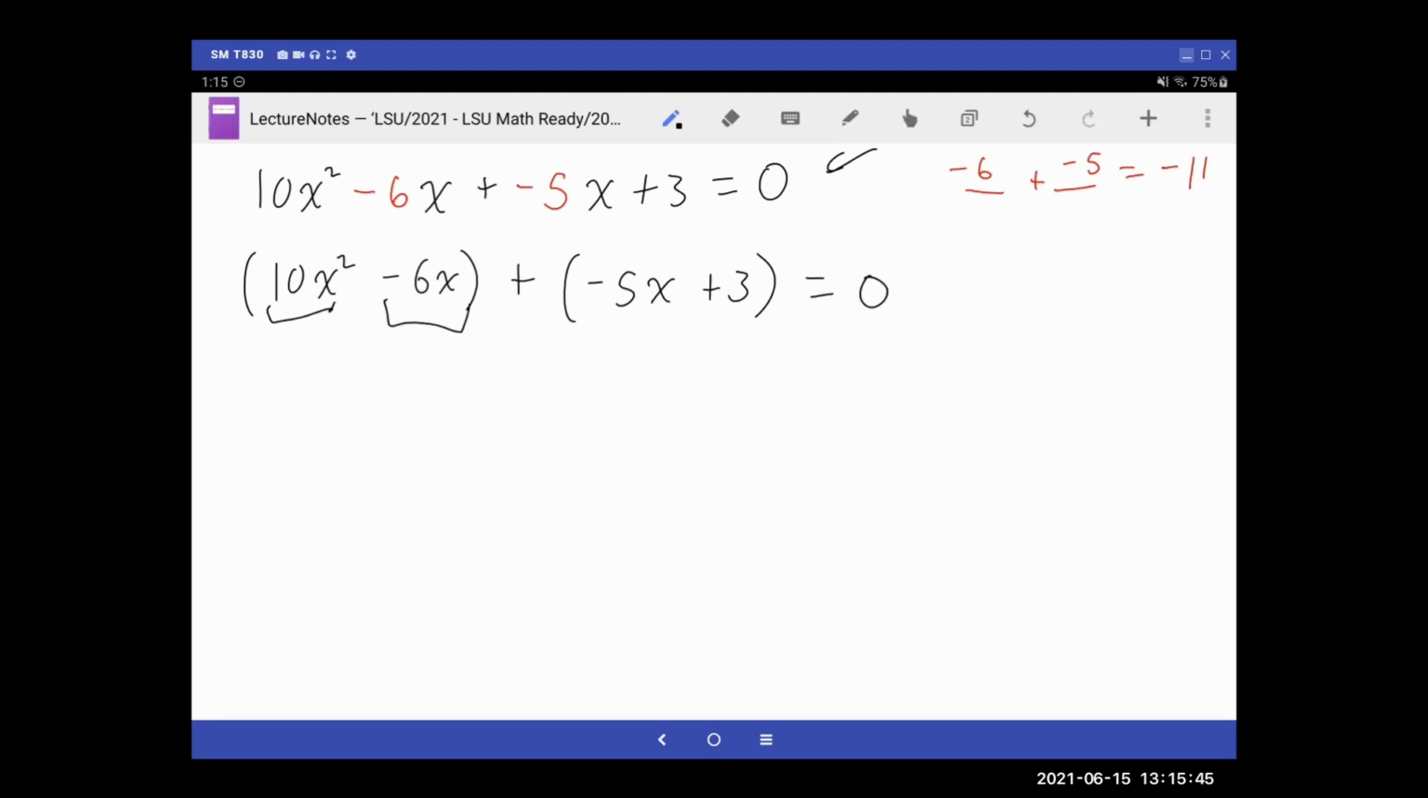10 and 6 are both divisible by 2. All right, this is 2 times 5 and 2 times 3, so 2 can come out. This is x times x. This is just 1x. So they have a common x as well. So 2x is my common factor here. That leaves me with 5x minus 3.